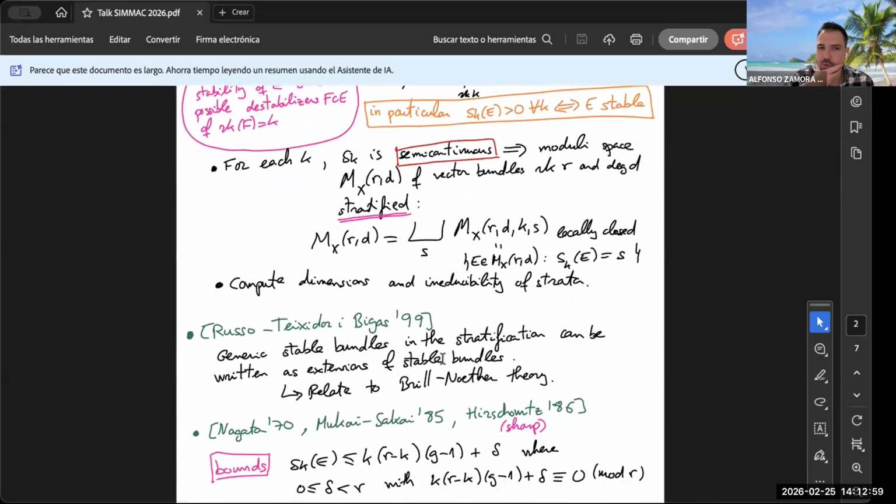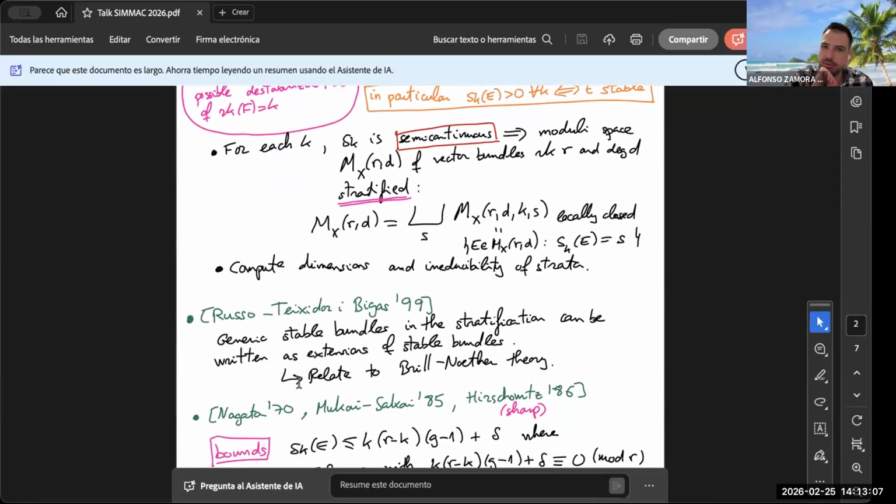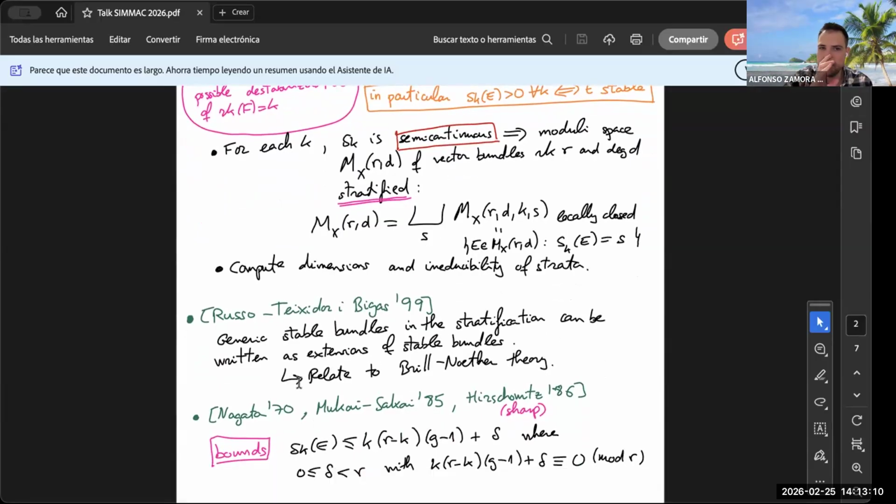Then other results related to this story are the results by Russo and Montserrat-Fido in 1999. They show that generic stable bundles in this stratification can be written as extensions of stable bundles. So this means that for generic members of the different strata, we are able to produce extensions which are measuring how many sections these vector bundles have. Then this relates to Brill-Noether theory and the stratifications coming from the number of global sections that a vector bundle has.